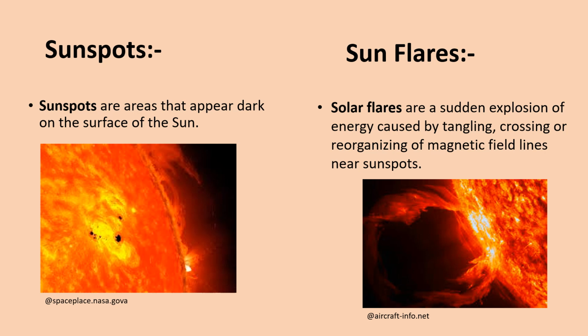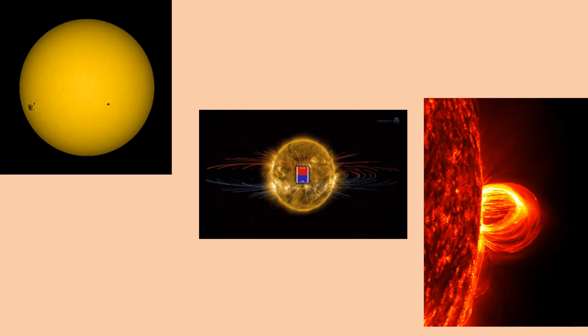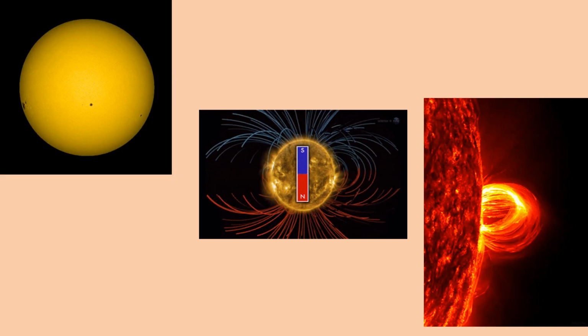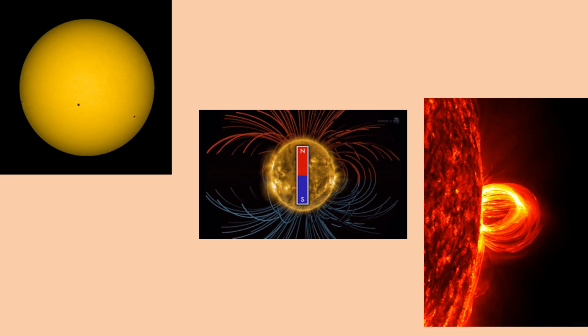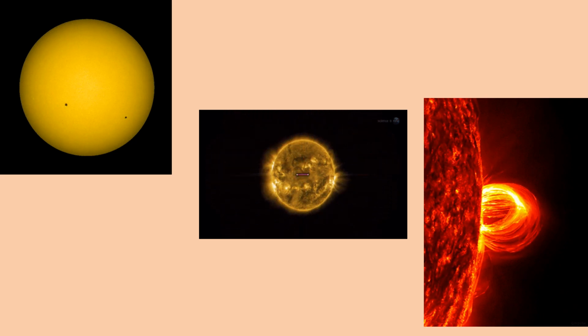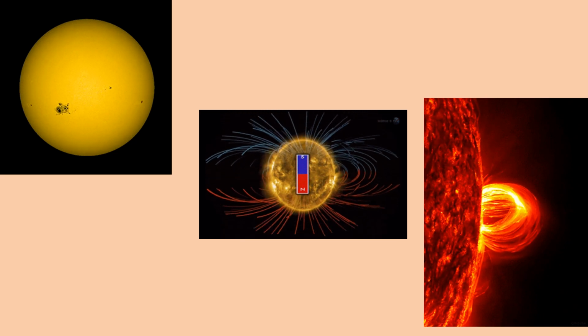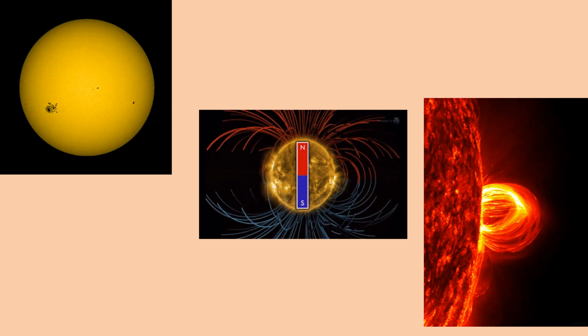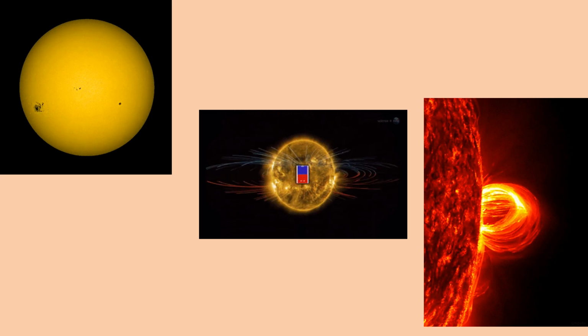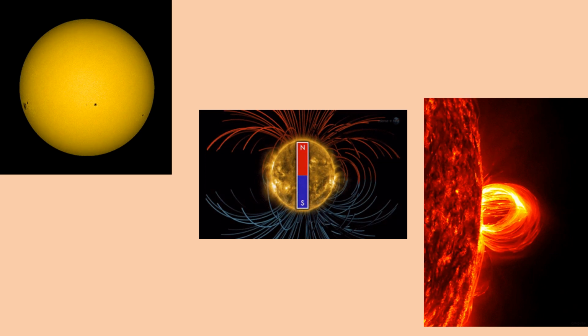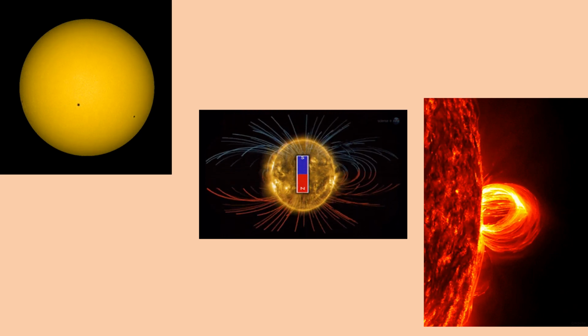Now I will show you an animation of how magnetic field lines are reorganizing and tangling across each other in the sun. You can see the sunspots displayed in the first image, the entangling and reorganizing magnetic field in the second image of the sun, and due to this, finally the solar flares, the explosions which occur on the sun's surface, in the third image. So these images will give you a brief idea about the main events of the sun's surface.